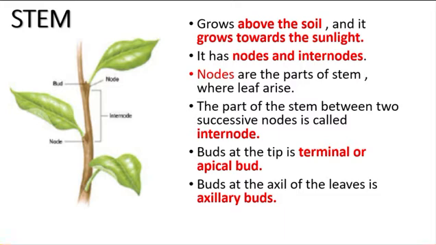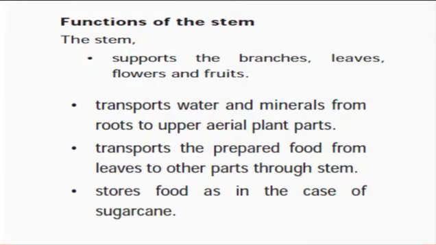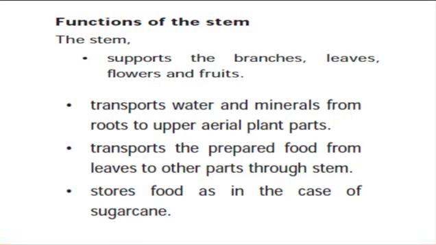The bud at the tip of the stem is known as apical or terminal bud, and the buds at the axis of the leaves are called axillary buds. Functions of the stem. Stem supports the branches, leaves, flowers and fruit. Stem transports water and minerals from root to upper aerial part of the plant. Stem transports the prepared food from leaves to other parts. Stores food, as in the case of sugarcane.